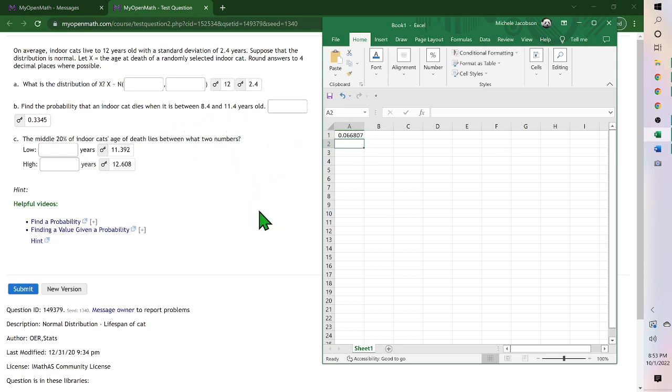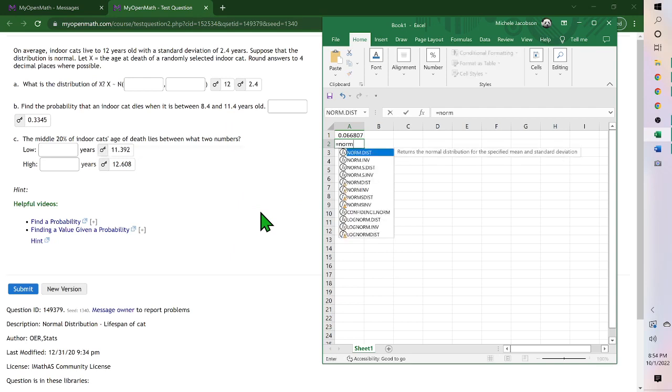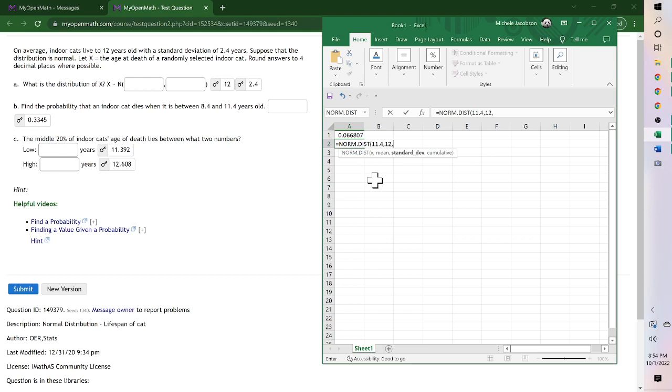Now if we do 11.4, equals norm, and then 11.4 comma the mean, comma the standard deviation, comma 1. Make sure I have everything right. It gives us this value. This is the percent below 11.4.